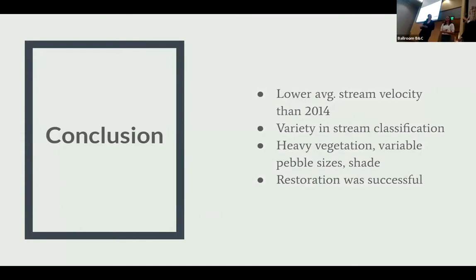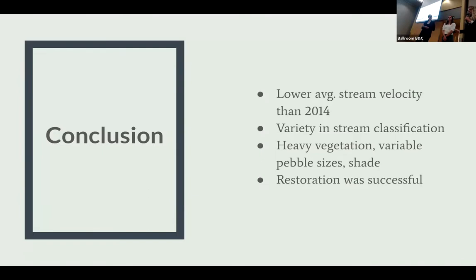Our data had a lower average stream velocity than the 2014 data points. This is a positive indication of optimal spawning habitat for coho and steelhead trout. The variety in stream classification is also a positive indication of high oxygenation levels that allow biodiversity and other organisms to thrive. This also provides food for the salmon and the trout. The heavy vegetation and variable pebble sizes are also important in providing variable habitat for different species and organisms within the stream. And the shade along the stream was very heavy and is important for especially heat-sensitive species like salmon that have a very tight range of heat sensitivity.